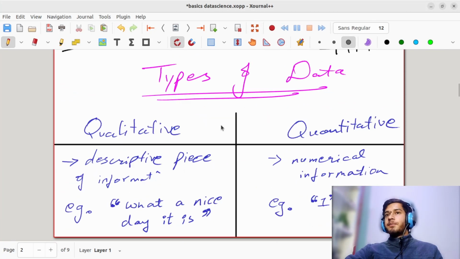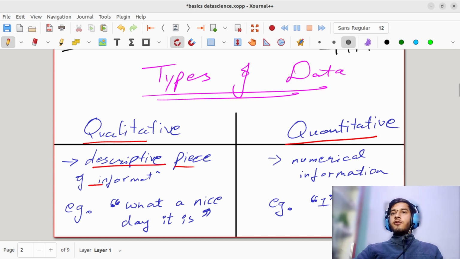Types of data. Okay, so basically there are two types of data, right? One is qualitative, the other is quantitative. What I mean by qualitative is a descriptive piece of information. In textual data also you can represent it, like you may say, what a nice day it is. It is qualitative data. It tells you about the quality of the data, right? Nice day it is. Now you will be converting it.